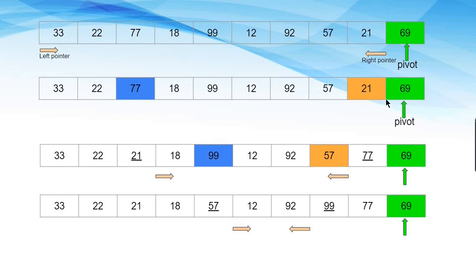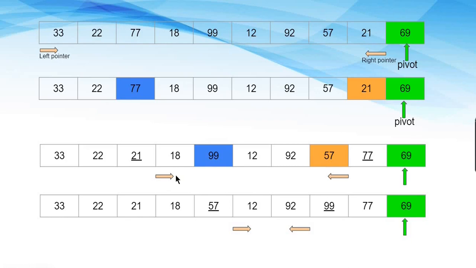Again, start scanning from the right. 21 is lesser than 69, so we need to stop here. So we need to swap 21 and 77. In the next step, 21 and 77 are swapped, so the list looks like this. Then continue scanning, continuing the same process until your left pointer and right pointer both meet.